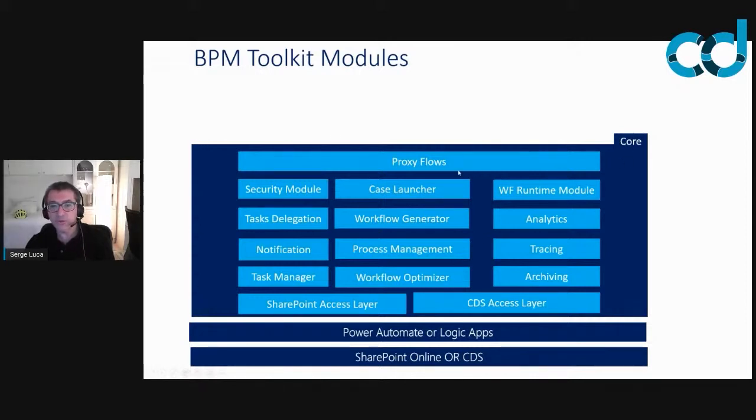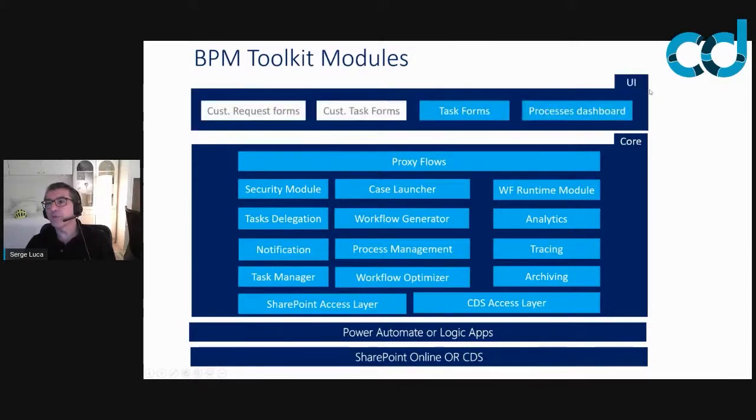There are different sub-modules. So we have proxy flow, security module, task manager, workflow optimizer, workflow generator, case launcher, analytics, runtime module. What is the optimizer? Let's say for one reason or another, the same person is in the workflow for different reasons. You can optimize that: two persons become only one person. So we can optimize a workflow. That's why we have a workflow optimizer. At the moment, the implementation is only SharePoint, but I will provide the CDS access layer.